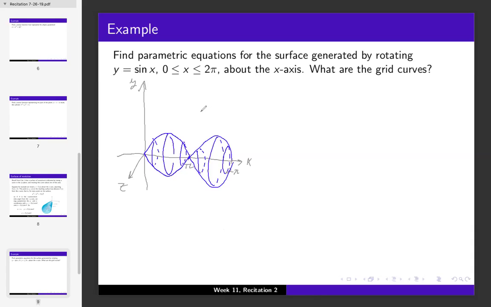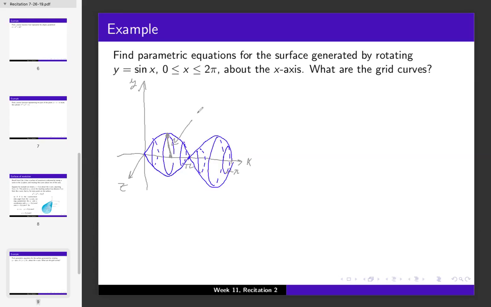Well, the grid curves. And what are the grid curves? Just to remind you, they are what happens when you set the parameters to be constant. Now, again, what's the distance from the x-axis up to the surface? When I've drawn it this way, maybe you can see what this distance is. That's just the function itself, right?